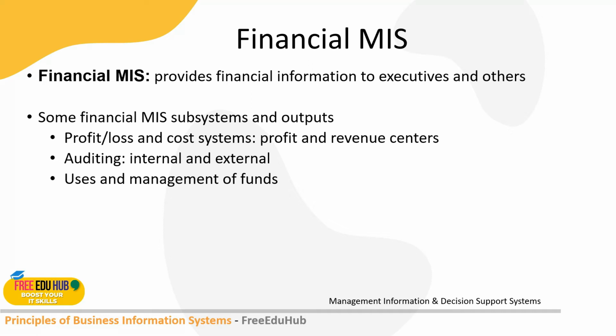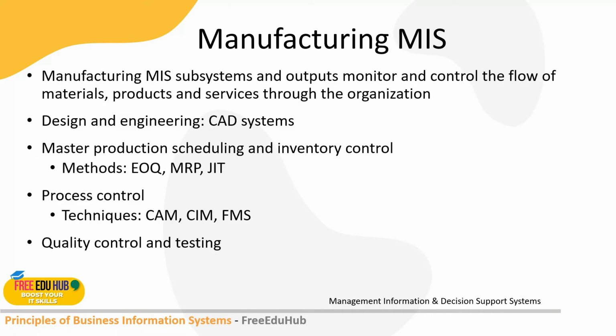After that, we have manufacturing management information systems. Manufacturing MIS systems are used to monitor and control the flow of material, products and services through the organization. So we have covered financial, now we are talking about manufacturing. Since it is about manufacturing, it is talking about the flow of the material, products and services throughout the organization. It even includes design and engineering, which is computer-aided design, etc.